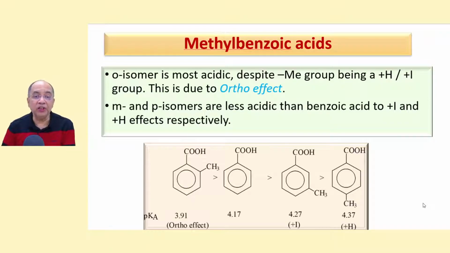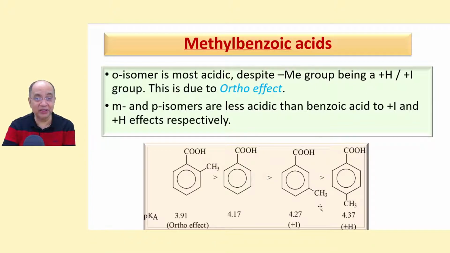Now methyl benzoic acids. Again, methyl being a plus I plus H group, despite that, ortho methyl benzoic acid is the strongest, and it is almost as acidic as formic acid, 3.75. This is 3.91.